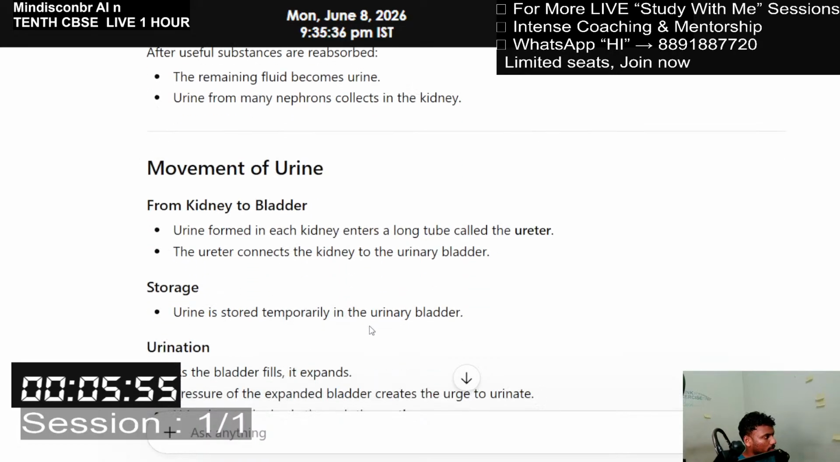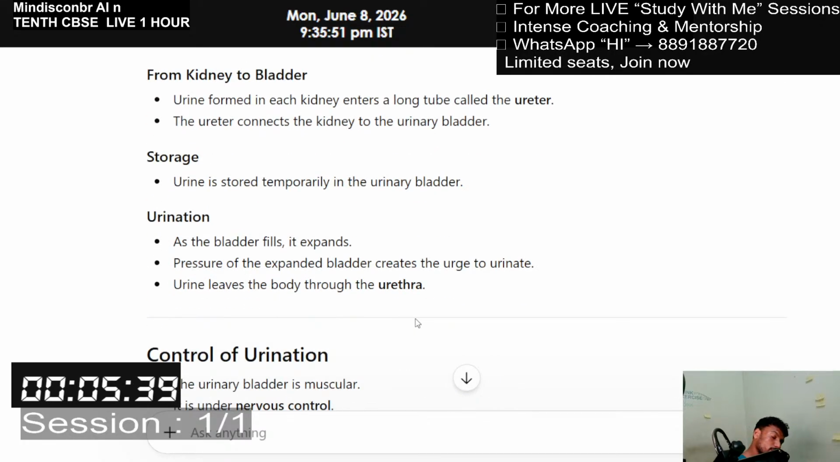Movement of urine from kidney to urinary bladder. Urine formed in each kidney enters a long tube called the ureter. The ureter connects the kidney to the urinary bladder. Storage: the urine is stored temporarily in the urinary bladder. So where is this formed urine stored? It is stored in the urinary bladder.